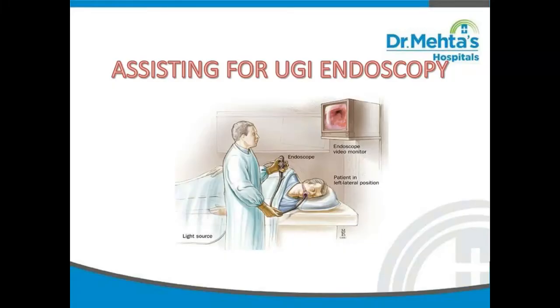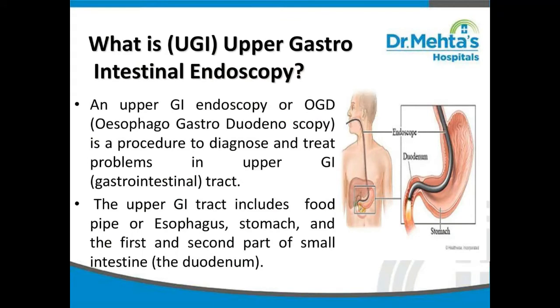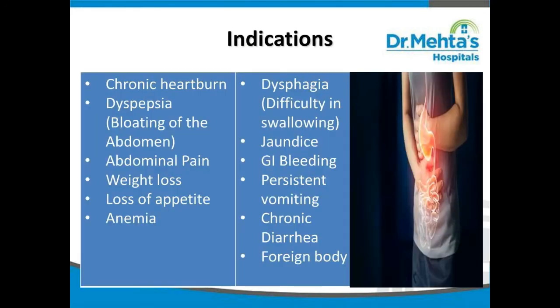Today, we'll have a brief review of what is upper gastrointestinal endoscopy. An upper GI endoscopy or an esophagogastroduodenoscopy is a procedure to diagnose and treat problems in the upper GI tract. The upper GI tract includes the food pipe or esophagus, stomach, and the first and second parts of the duodenum or the small intestine. What are the indications of an upper GI endoscopy?